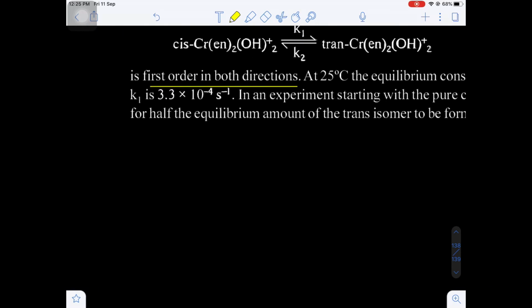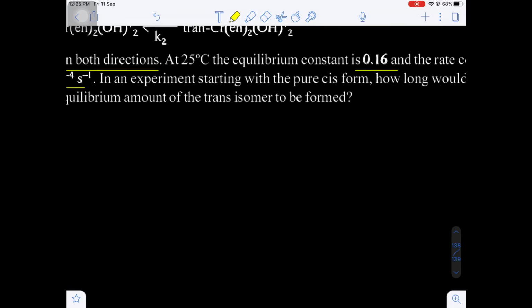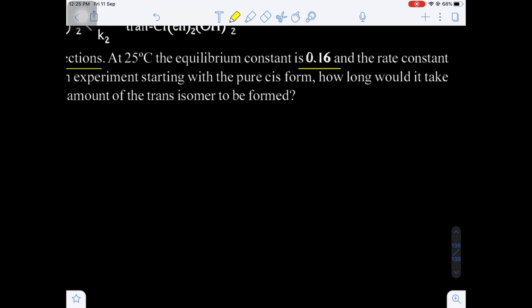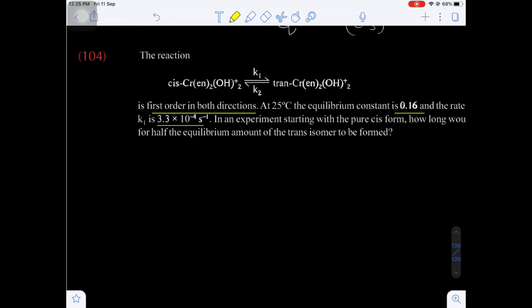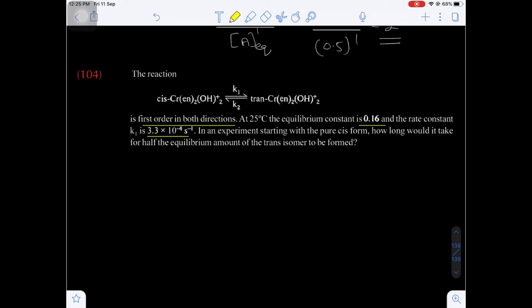And the rate constant for K1, that is the forward direction, is given. In an experiment starting with the pure cis form, how long will be the time taken to reach half of the equilibrium amount of the trans isomer? This is similar to the previous question. Are you getting my point? So what is the equilibrium constant given in the question? 0.16. Okay. What will be the K1 value given? That is 3.3 into 10 to the power minus 2.